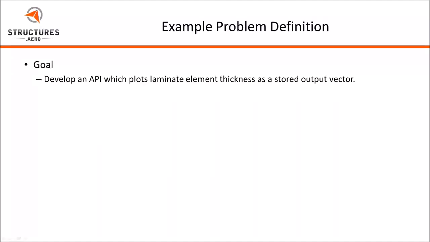So what we're going to be doing today is develop an API which plots laminate element thickness as a stored output vector. I do want to say again, this is just an academic exercise. This is a native feature in Femap, although it does not permanently store it as an output vector, it will just display it for you. So if you need it stored as an output vector for some reason, it's certainly possible with an API.